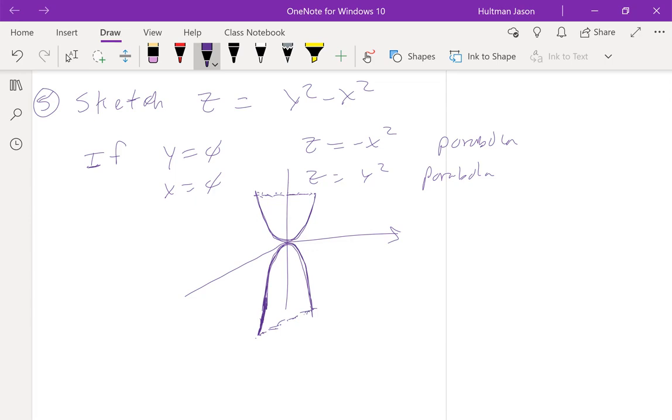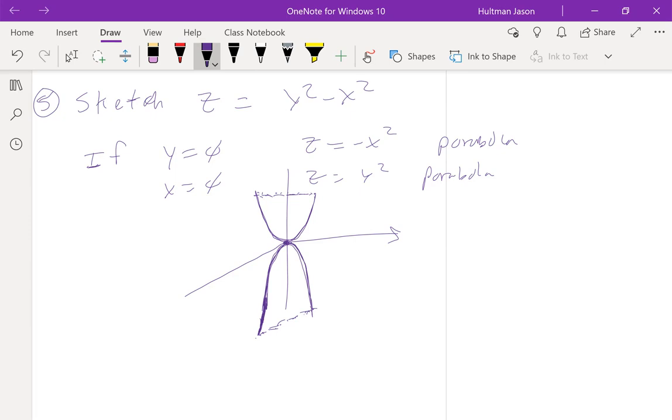Now, when x and y are 0, what's z? Well, z is 0 too, right? When x and y are both 0, then z is 0. That is not going to really help us much. When is z 0? Well, when z is 0, x and y are 0. Nothing there.